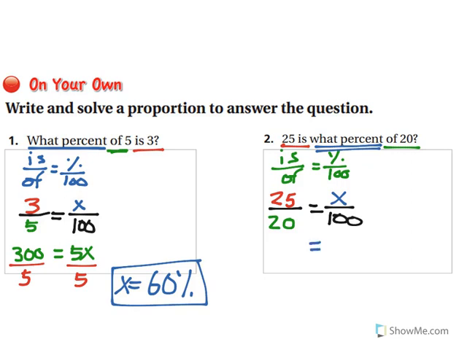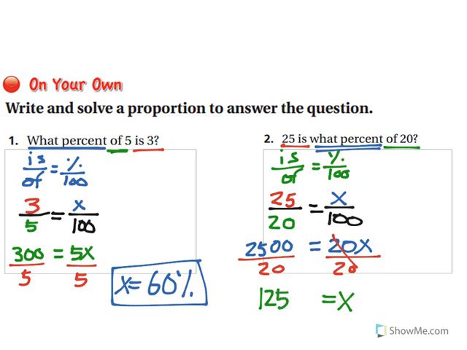I'm going to go ahead and cross multiply. 100 times 25 is 2,500. 20 times x is 20x. Now I'm just going to go ahead and isolate that variable by dividing 20 from both sides. They cancel out, and I get x equals 125. Again, feel free to use your calculator here. And it's asking what percent, so it's 125%.